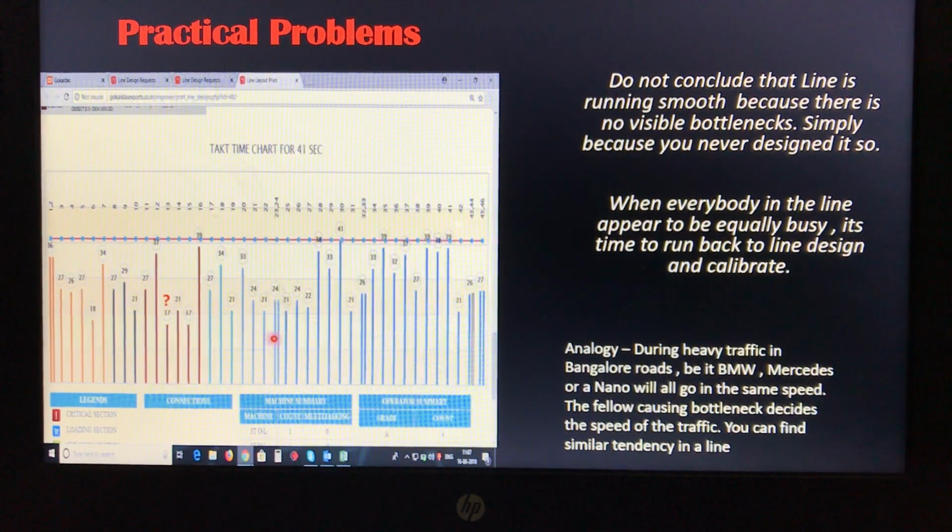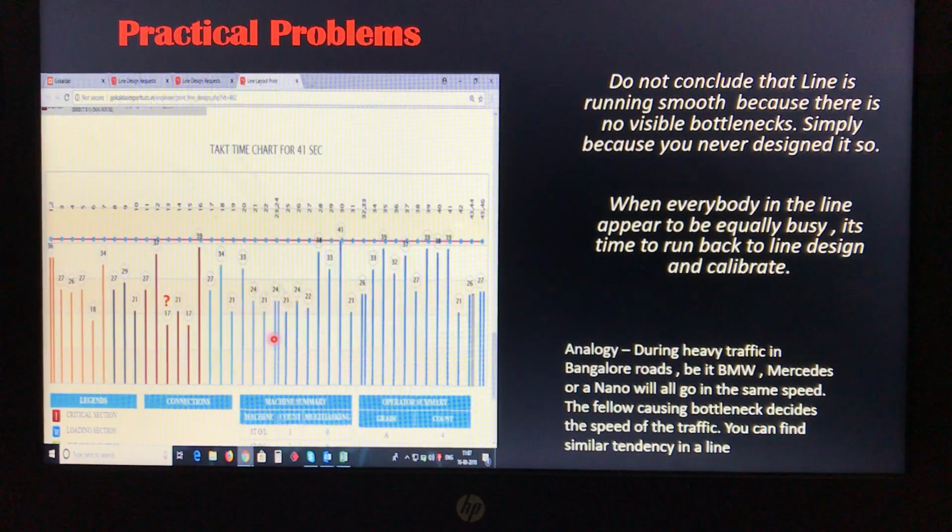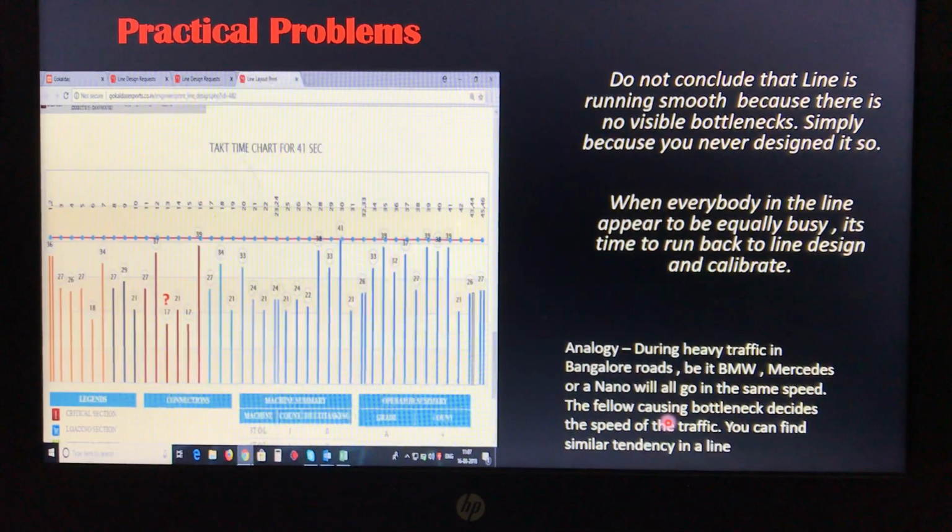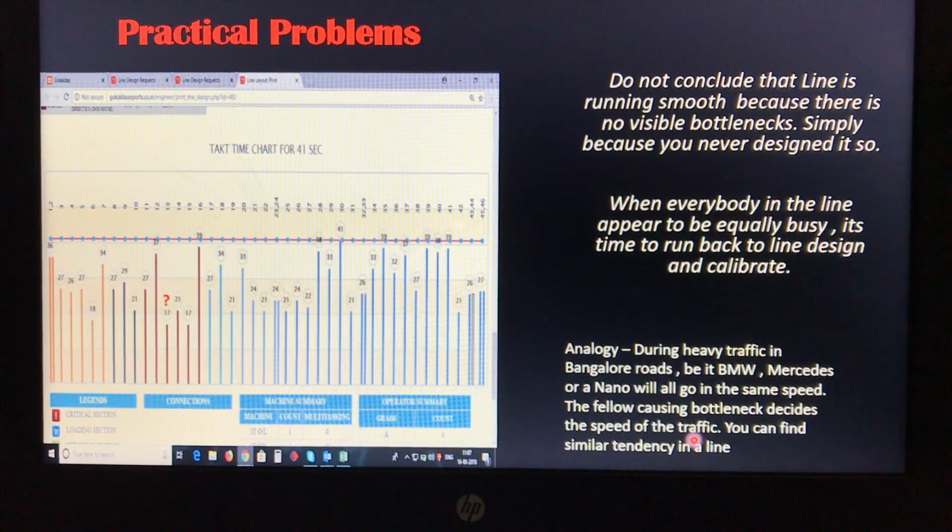So to understand this principle, I would like to give an example of traffic, the Bangalore traffic. Whether you go in BMW or Mercedes or Audi or any automobile, everybody in the traffic goes at the same speed. The fellow causing bottleneck decides the speed of the traffic. I hope you'll agree.